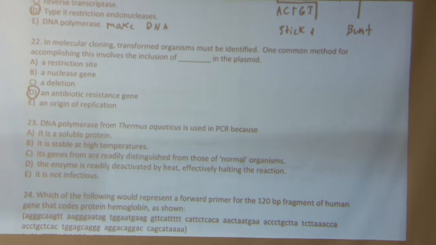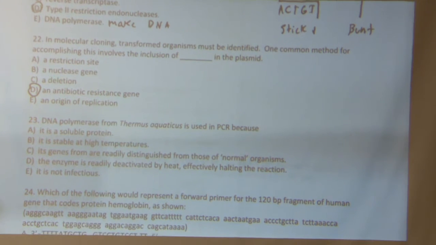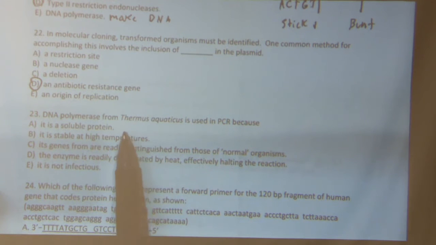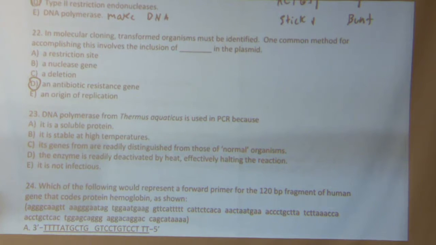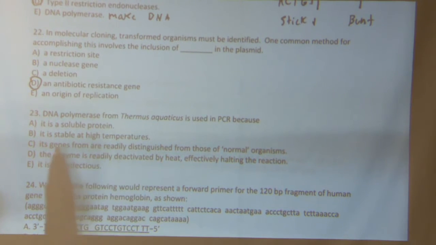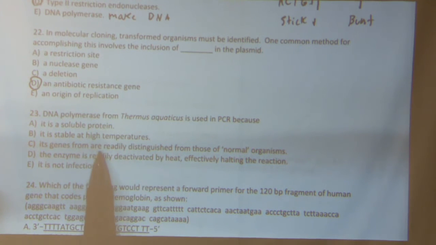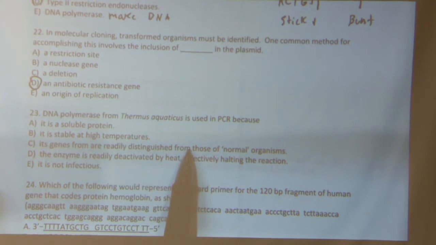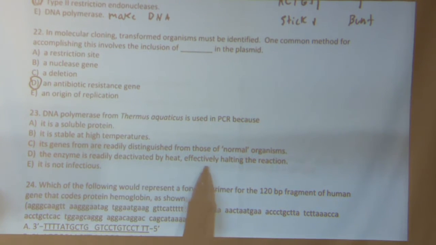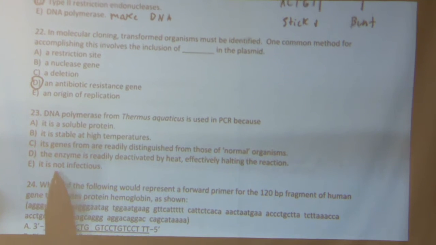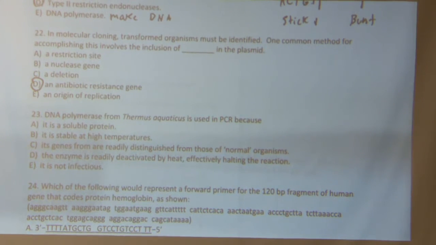No? Okay, moving forward. 23, DNA polymerase from Thermus aquaticus is used in PCR because A, it is a soluble protein, B, it is stable at high temperatures, C, its genes are readily distinguished from those of normal organisms, D, the enzyme is readily deactivated by heat, effectively halting the reaction, E, it is not infectious. B? B? Yes?